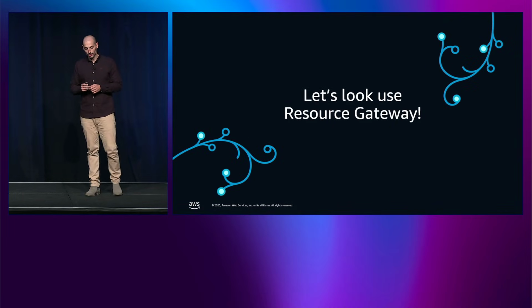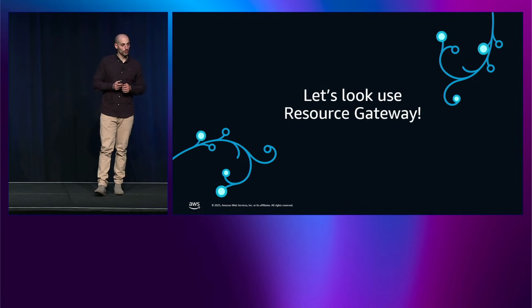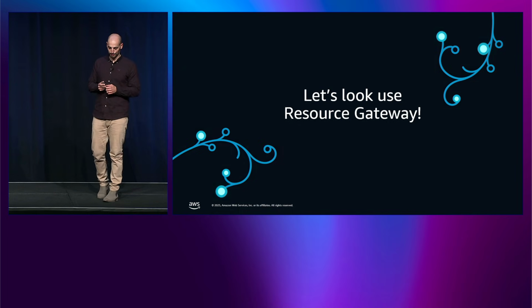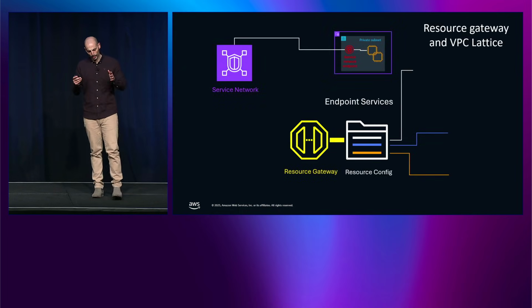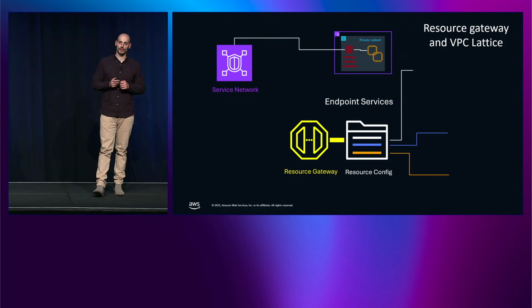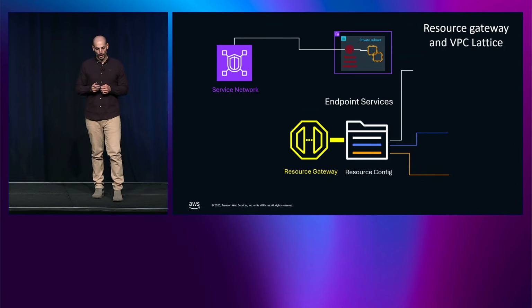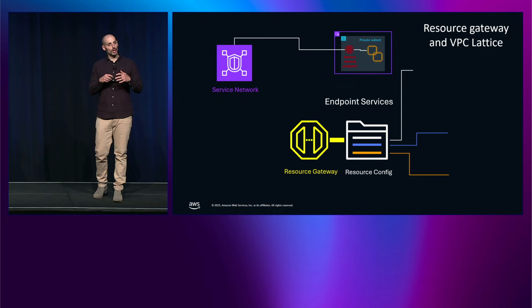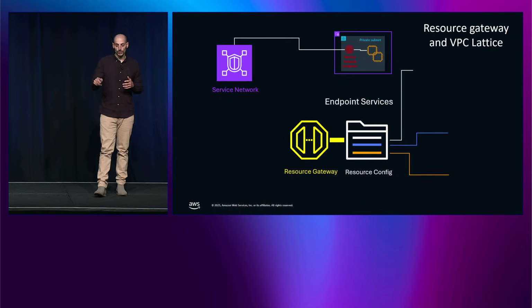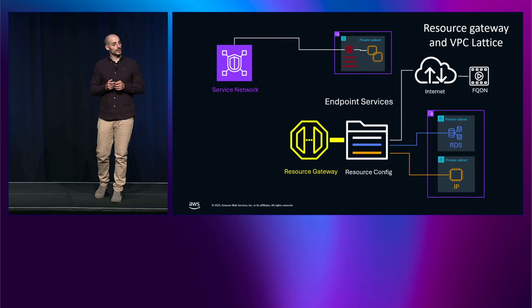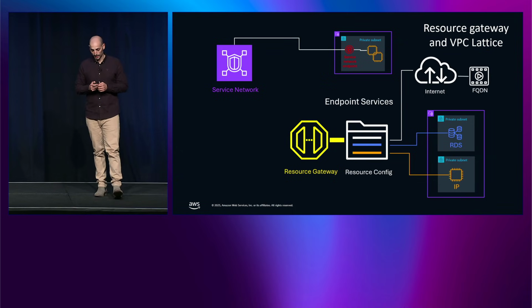So now we're going to use the piece I was mentioning before, which is the resource gateway, and how we're going to apply that here. Before going a little bit further, let's take a look at what the resource gateway is. Here the yellow part is really your ingress points of the traffic, and then the backends will be defined in your resource configuration. It can be either a public DNS name, or an RDS database, or even an IP address.